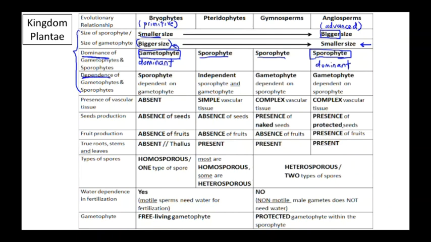We will have one generation depend on the dominant generation. Let's take Bryophytes as an example. Gametophyte is the dominant generation. That's why we have Sporophyte depend on the dominant generation, Gametophyte. While if you look at Angiosperms, Sporophyte is the dominant generation. That's why we have Gametophyte depend on the dominant generation, Sporophyte. This is how you see them. Based on which one is dominant, then another generation will depend on the dominant generation.